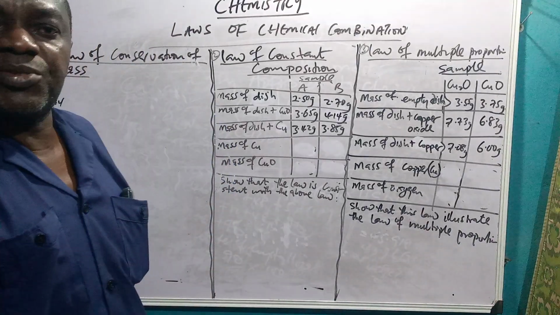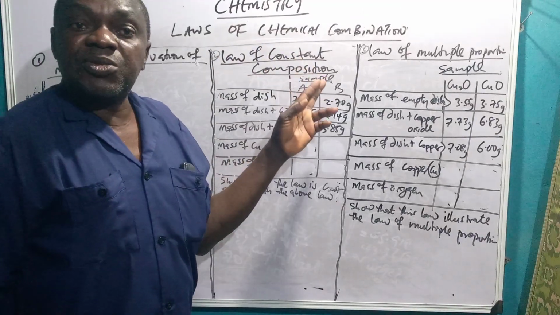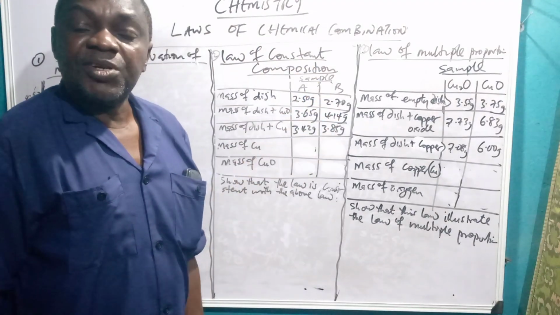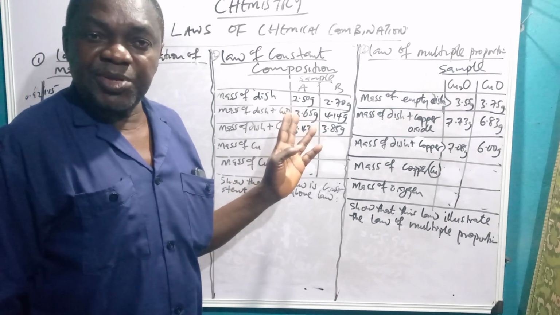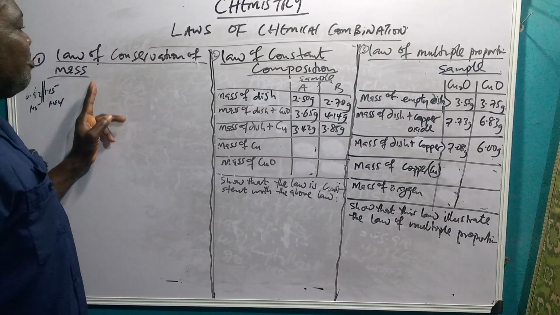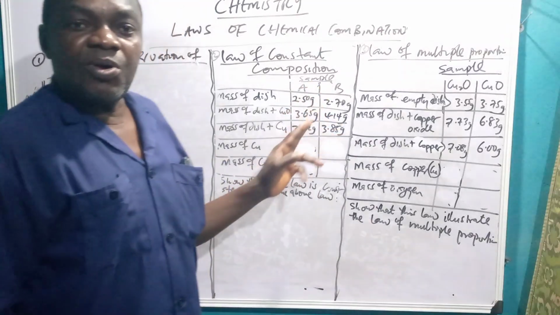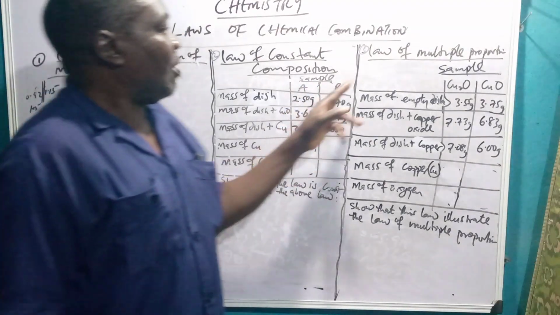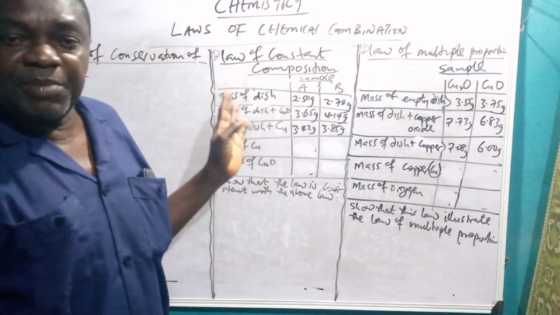In today's talk, we are going to discuss some of the laws of chemical combination. Remember, there are three basic laws that deal with chemical combinations. The first law is the law of conservation of mass. The second law is the law of constant composition or definite proportion, while the third law is the law of multiple proportion.